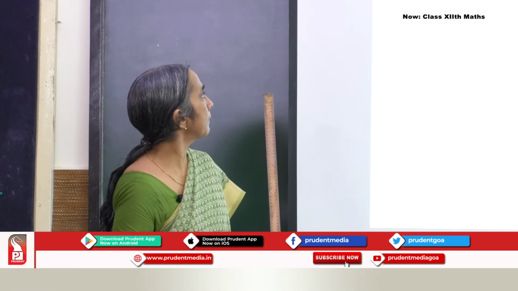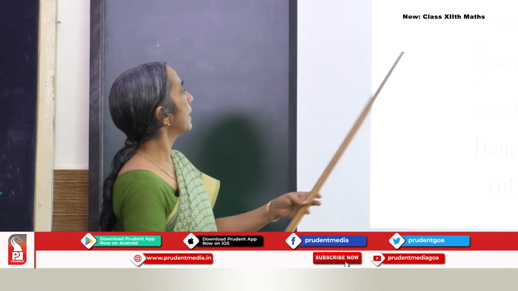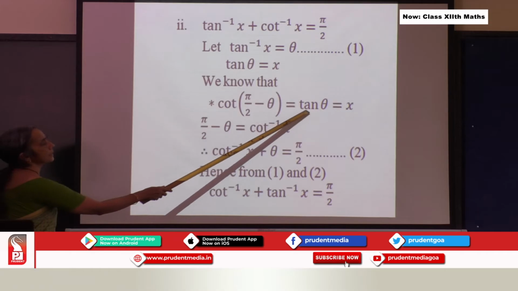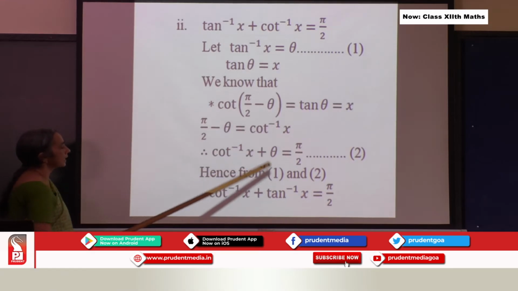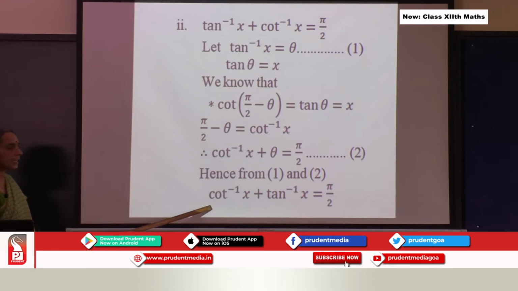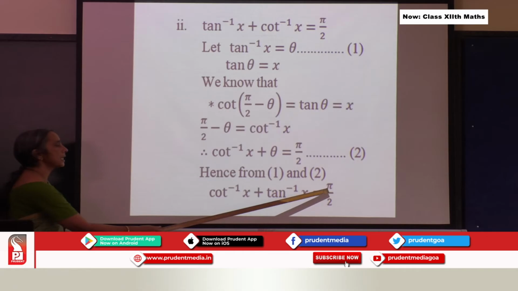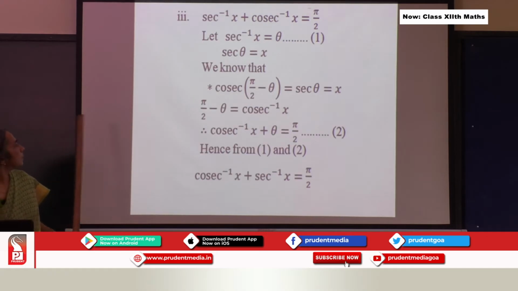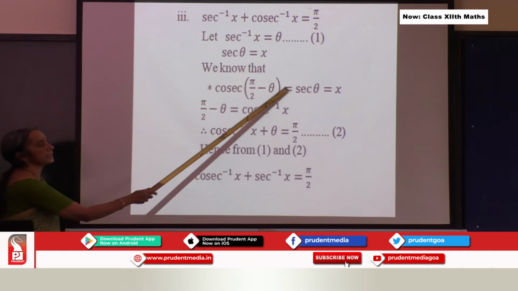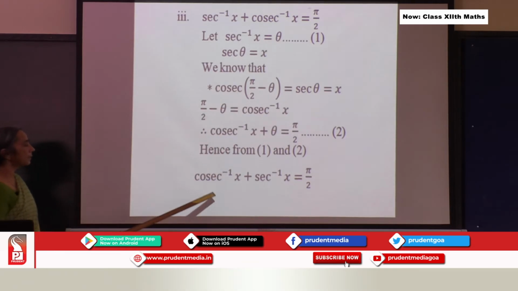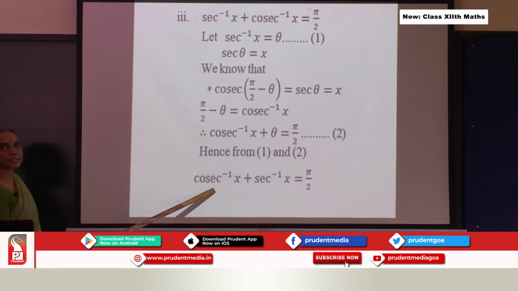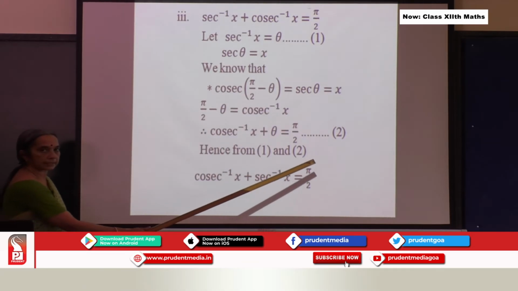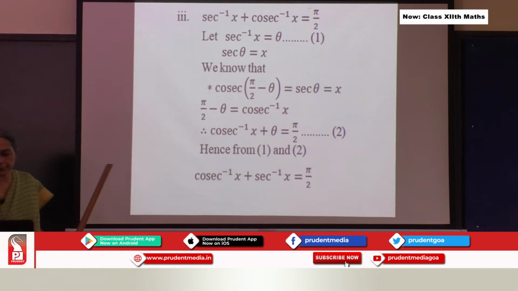Now let us see the second one. In that, you know, cot of pi by 2 minus theta is tan theta. From this result, we get cot inverse of x plus tan inverse of x is pi by 2. And similarly, cosec of pi by 2 minus theta is sec theta. From that we get cosec inverse of x plus sec inverse of x is pi by 2.